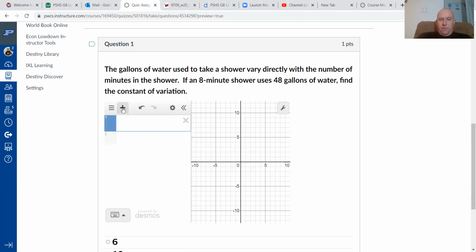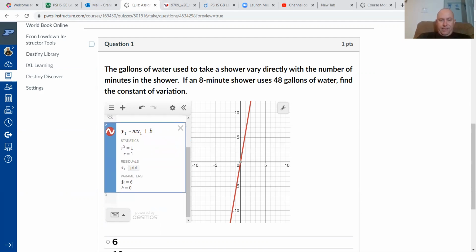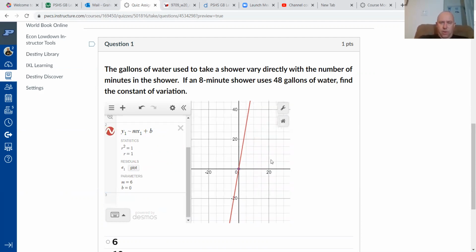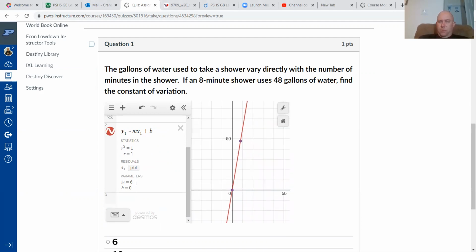Now, also from here, as we know that this is direct variation, you could type in 0, 0, and you could type in that coordinate that it says there, 8 and 48. And if you type in your rule, y1 tilde mx1 plus b, you will actually see at the bottom here that the rule actually is 6. So that constant of variation actually refers to the slope of this line. I know you can't see that second point here. There we go. If I zoom in now, you can see it a little bit easier. So that was another way you could find that out.